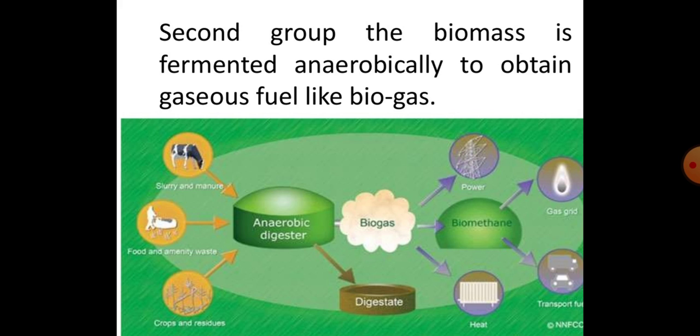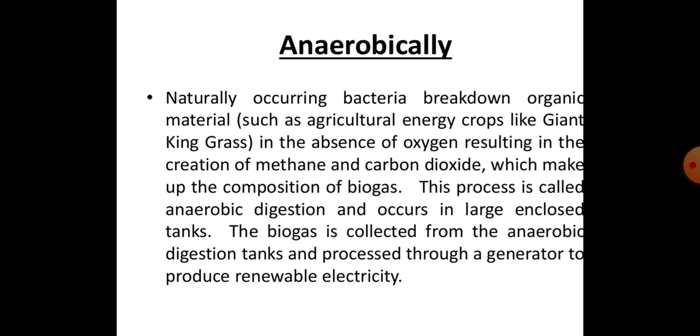The useful product biogas can be used in multiple ways. First, with the help of a turbine, we can convert it into power generation, or we can use it as a heat source, or we can convert this biogas into biomethane, which can be directly used as a cooking fuel in the gas pipeline, or as a transport fuel by using an internal combustion engine. This is the main diagram of how we can generate biogas and how we can use it further. Next, let's see the definition of anaerobically.